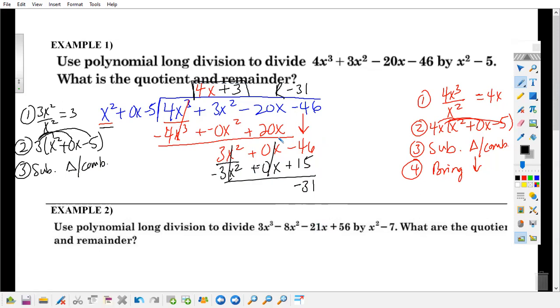Because I cannot divide negative 31 by x squared. Wait, is that negative 0? Yeah, it doesn't matter what 0 is. If it was negative 31x, would you keep going? Your remainder has to have a lower degree than your divisor. It has to be lower. So it could be negative 1x. If we've already gotten rid of the x squared, then you would keep going.